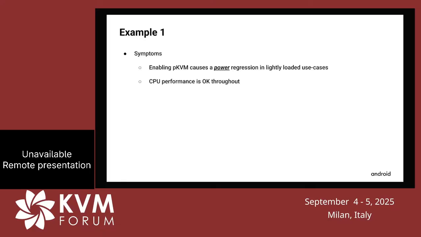The first example is what's happening on a device that shall not be named, where by enabling PKVM, we saw a power regression in lightly loaded use cases. That is particularly bad because on lightly loaded use cases, power is one of the primary things that we look at. Obviously, this is where you want to save power. And CPU performance was actually fine throughout the benchmarks. Light load as well as highly loaded scenarios was pretty much okay. It took quite some effort for the team to figure out what was going on, because you would not expect a power regression from these sort of things.